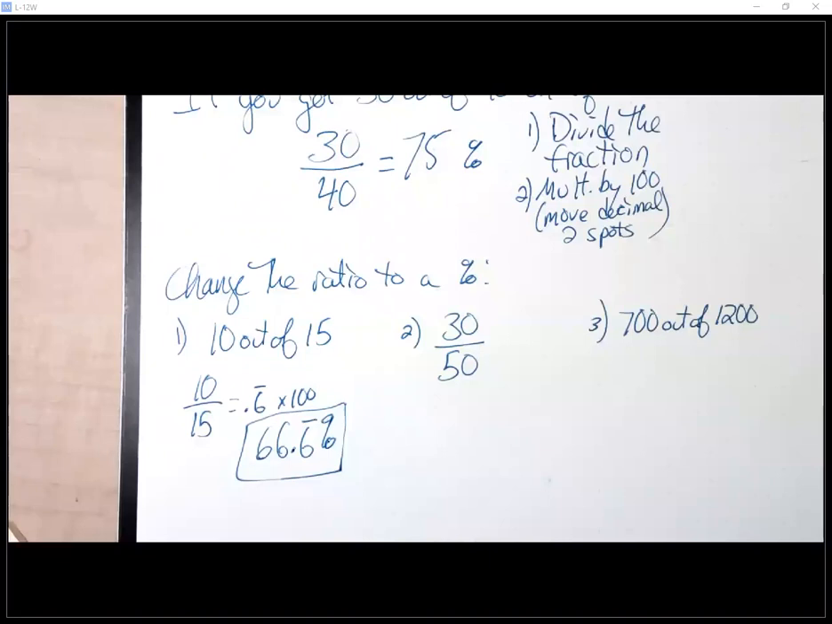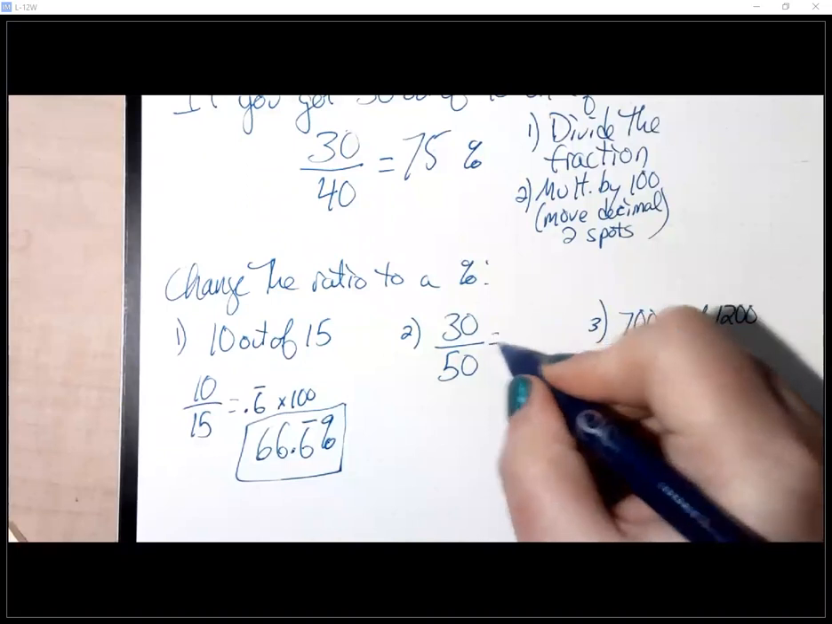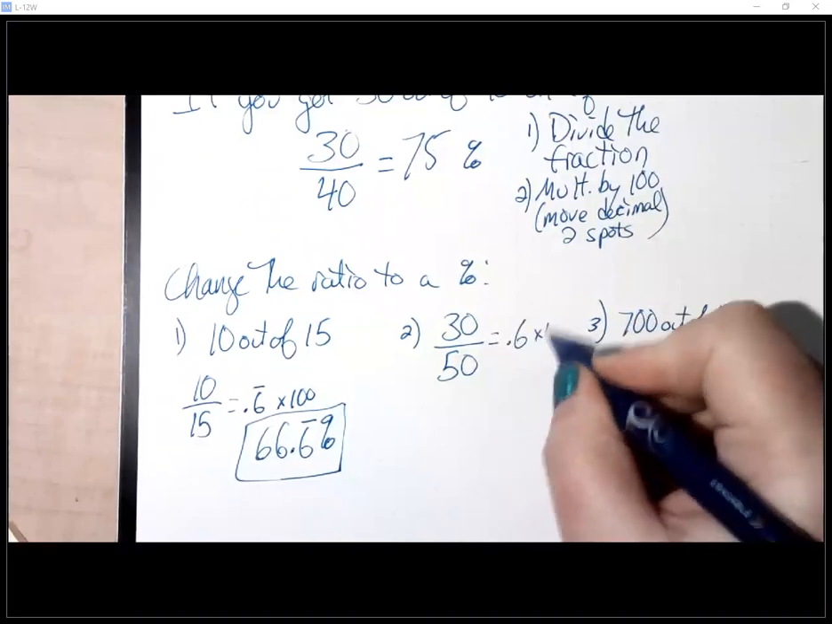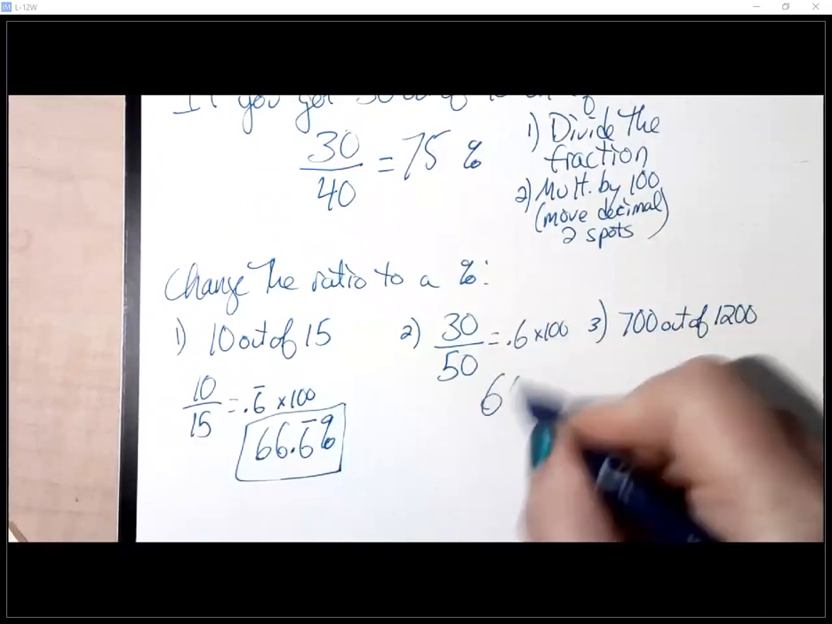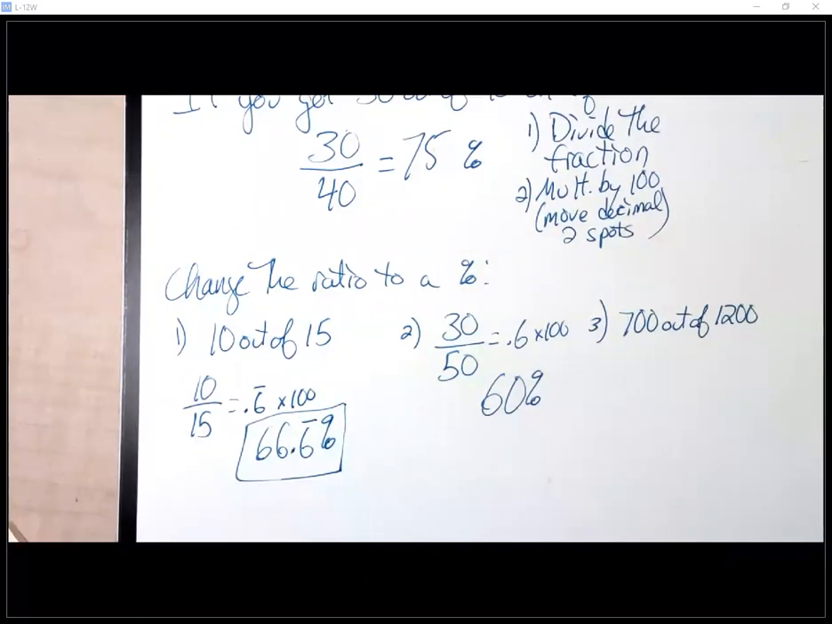Number 2, 30 out of 50. They're not here. What'd you get for 30 out of 50? Yes. If you divide the two, you get 0.6, and then we're just going to multiply by 100, and that one comes out nice, clean, 60%. Are these all gonna be 60%? Nope. Oh, no. I don't think so.